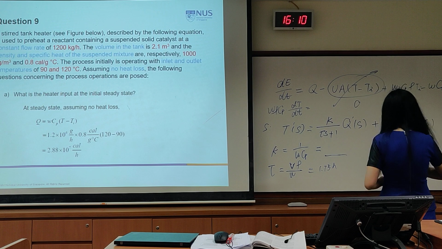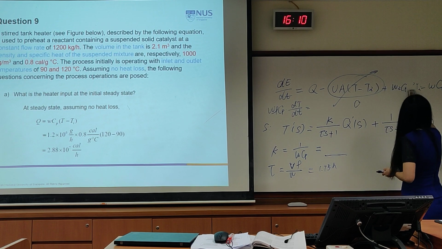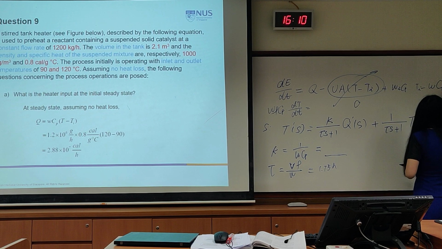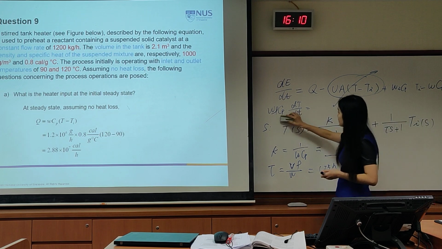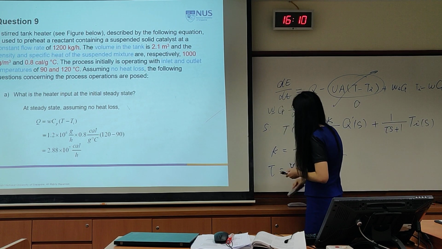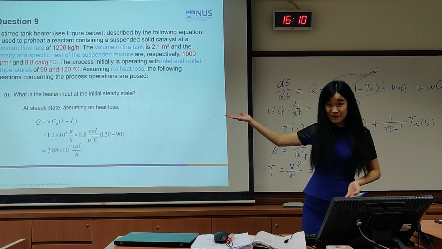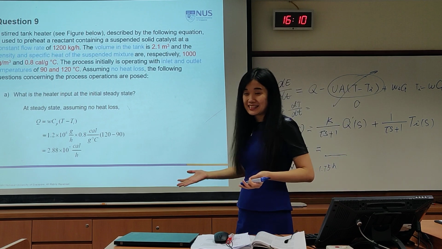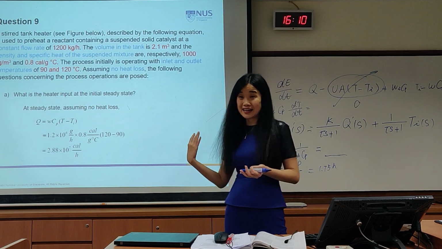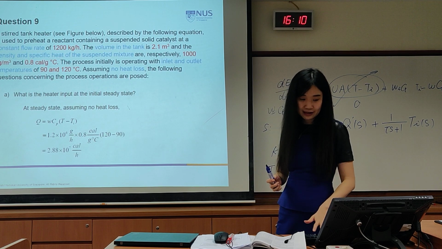Because here W is given as the mass flow rate, we don't have to multiply the rho term. So this is the very beginning of the course. We know at steady state the dynamic term is 0, so you can calculate the process or basic step.